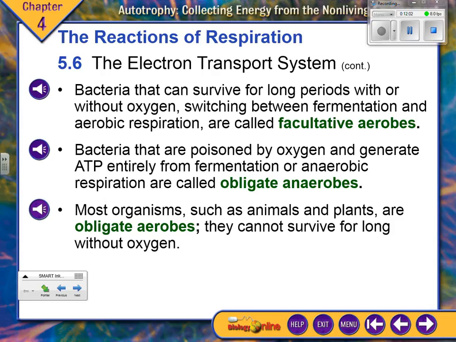If they're facultative aerobes, it doesn't matter. And some of them are amazing. Some of them can switch back and forth, like your muscle cells. Then most organisms, animals and plants and things that are very dominant right now on today's Earth, are obligate aerobes, which means they have to have oxygen. You guys with me?